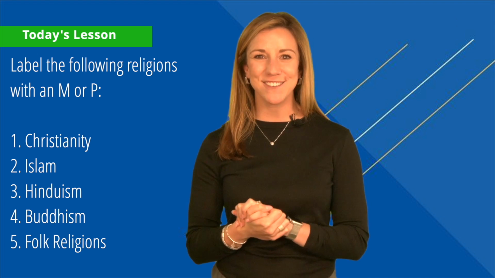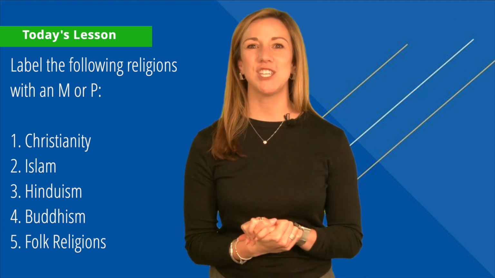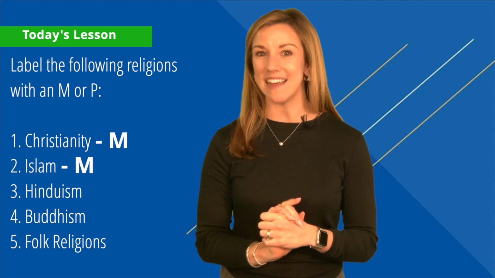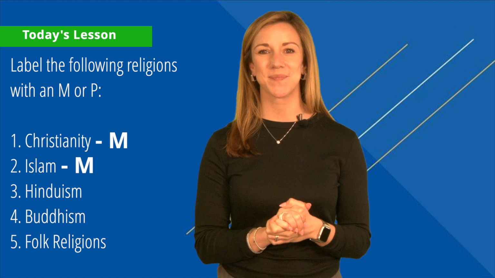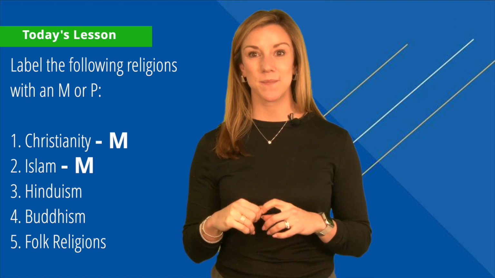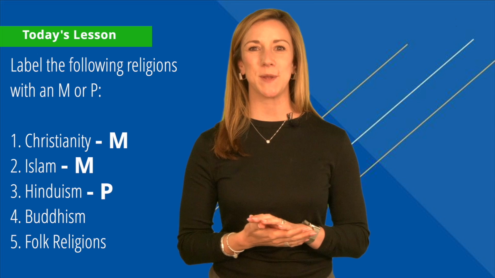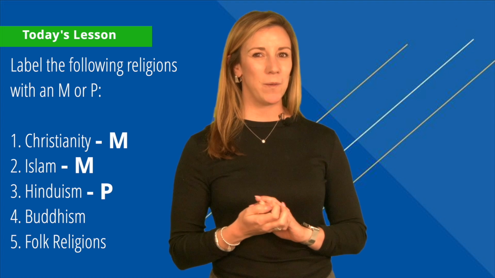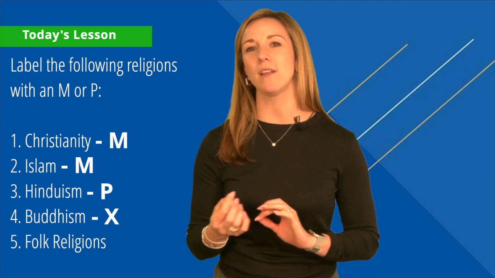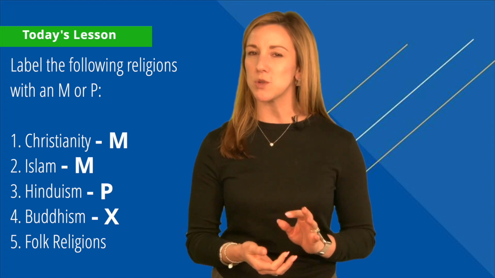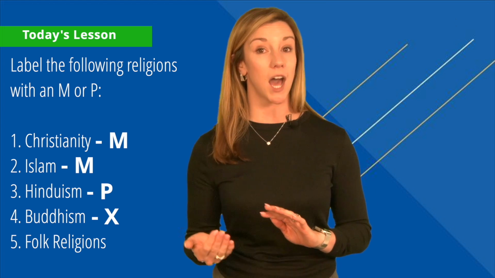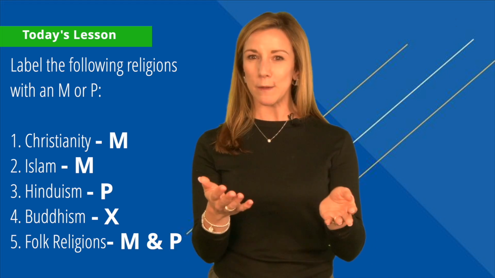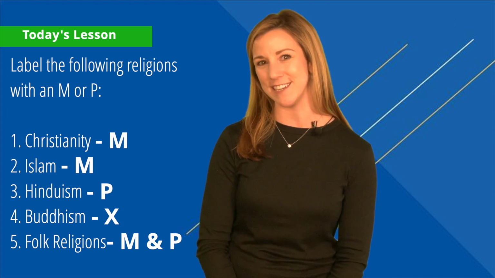All right, let's check those answers. First, Christianity. Put an M next to that, the belief in one God. The same with Islam, an M, monotheism. Next, we have Hinduism, and that is the belief in many gods. So put a P next to that. I tricked you a little bit with Buddhism. We cannot classify Buddhism as either mono or polytheism because there are spiritual beliefs there and not necessarily gods. So I tricked you on that one. And finally, folk religions. You can put both because there are so many different kinds of folk religions.